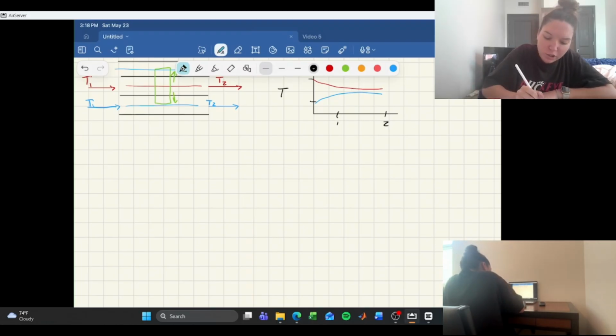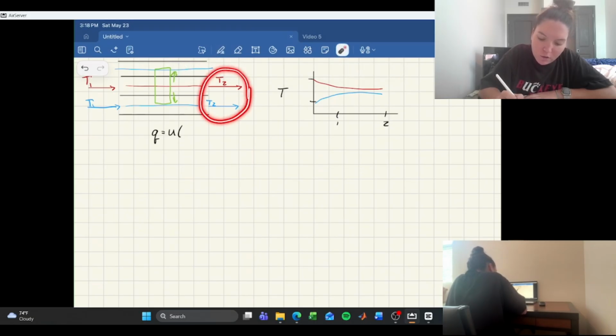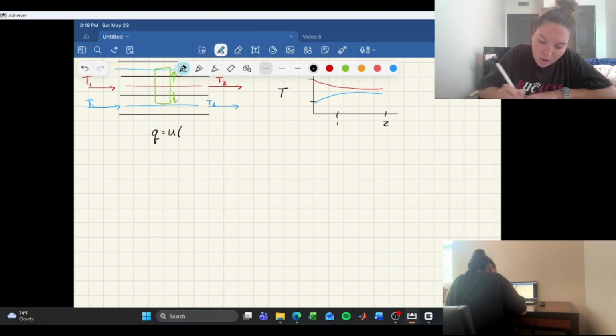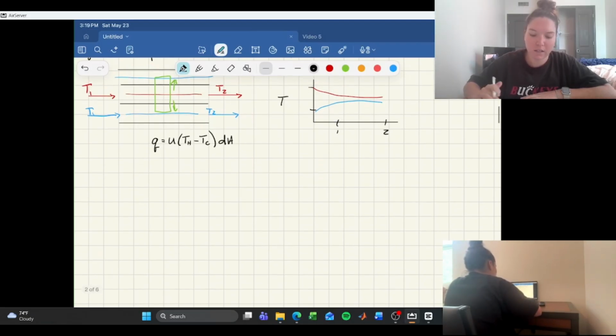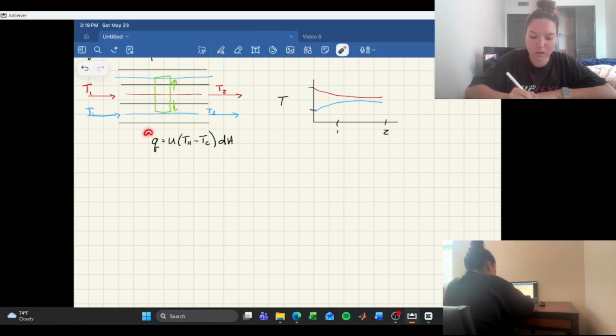So then we're going to have the equation that the heat flux is equal to the universal heat transfer coefficient times the change in temperature. So that's going to be between these two outstreams. So it's going to be the temperature of hot minus the temperature of cold times the cross-sectional area. So to solve this, we want to take the integral of both sides, but we need to put the temperature in terms of area, so we can do that.